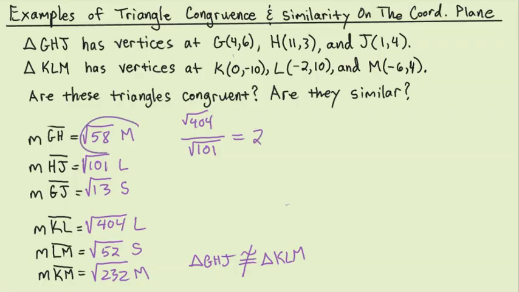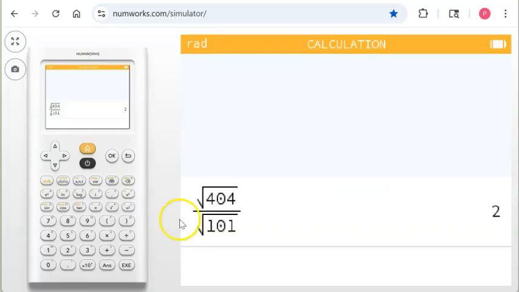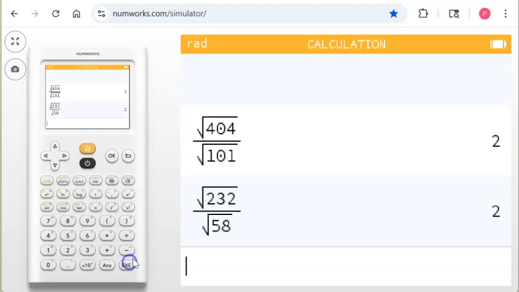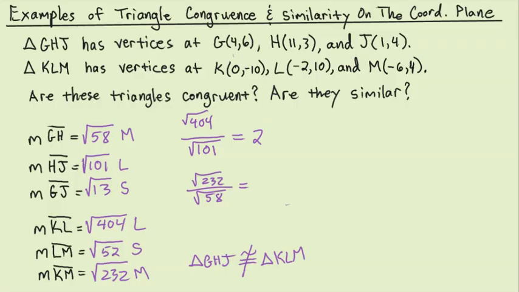All right, so now let's do the middle sides. We'll do the square root of 232 divided by the square root of 58. Let's go back to the NumWorks calculator here. Let's see, what is it? 232 and 58. So the square root of 232 will come out of the radical, divided by the square root of 58. And sure enough, we get 2 again. That's good news. All right, we might be similar.